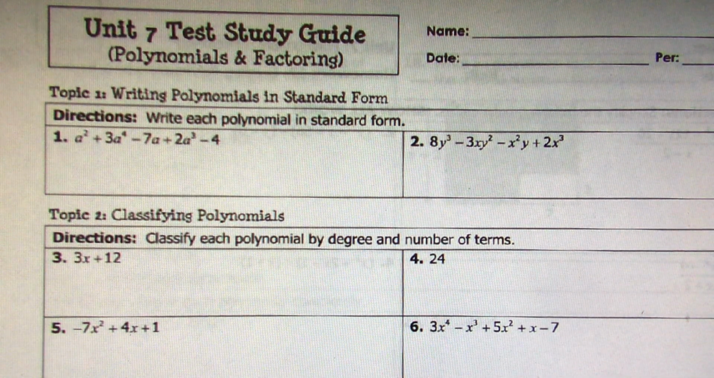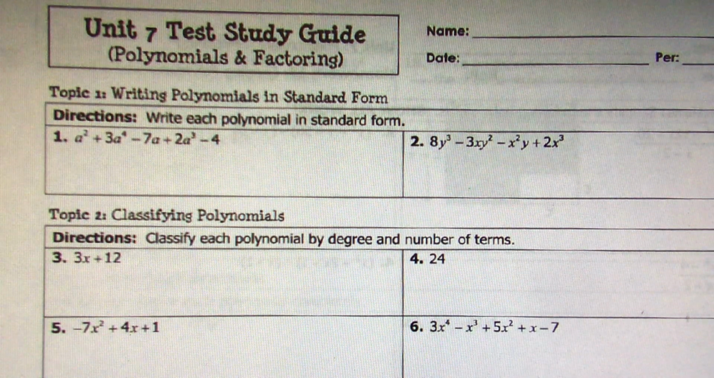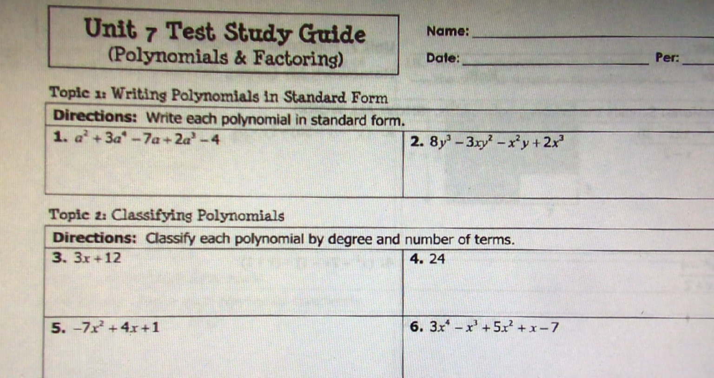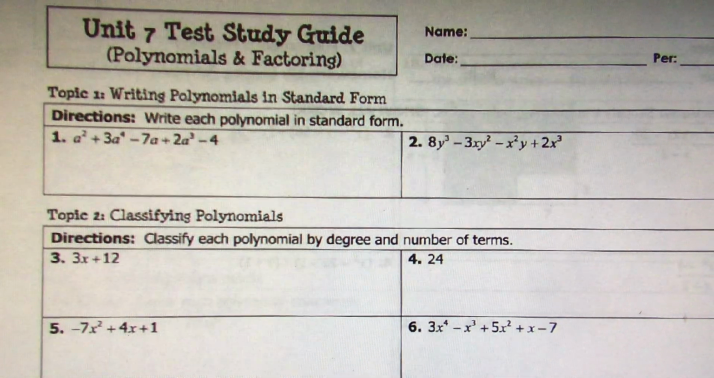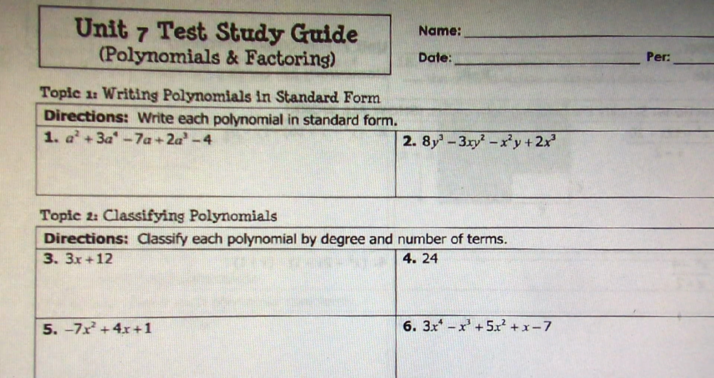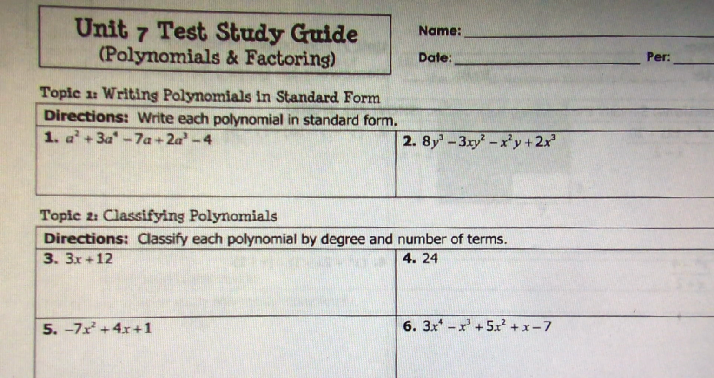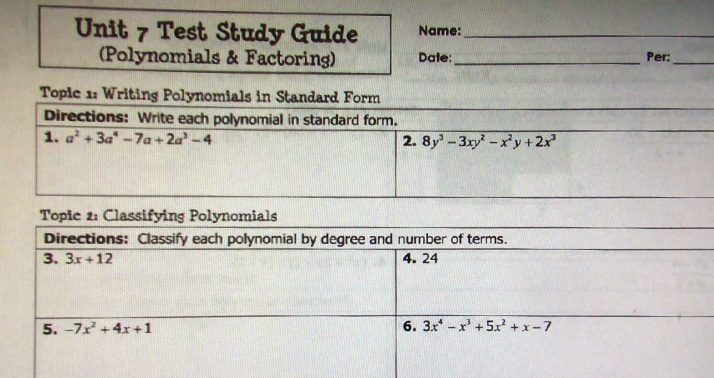Okay, this says Unit 7, but it's really just the polynomials and factoring unit that we're currently in, Unit 4. These are the guided study guide notes. Notice in the first section we're writing polynomials in standard form. So we have to make sure that we have the descending degrees, and we're going to combine like terms if we have any. Let's go for it.